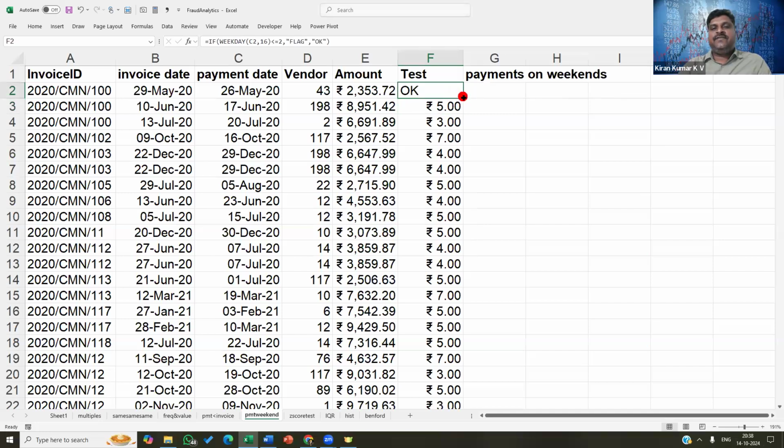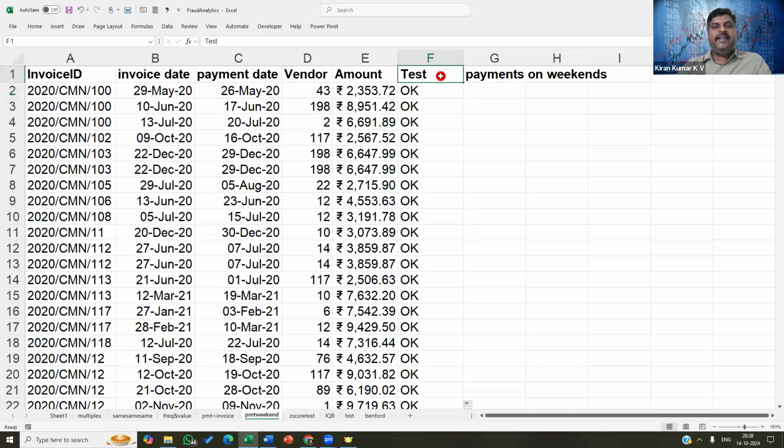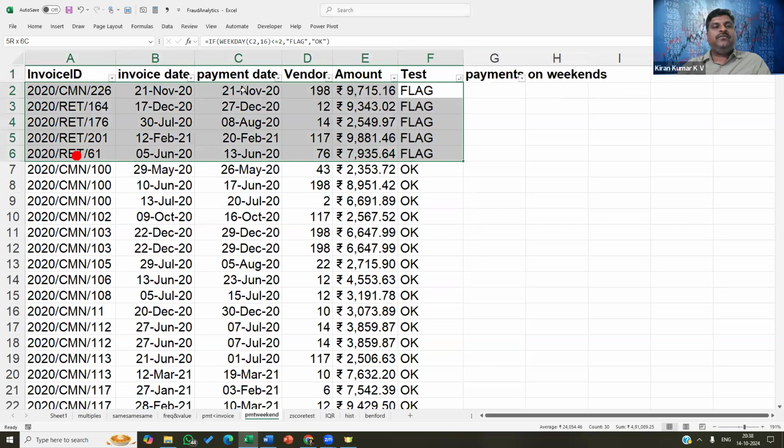All right. So let's find out now if we have got any transactions like that. Great. So we have these dates. You can cross check the calendar. 21st November 2020 must be a Saturday or a Sunday. So this is another way that we can go about detecting the fraudulent transactions.